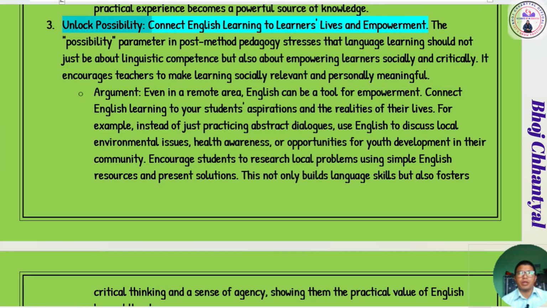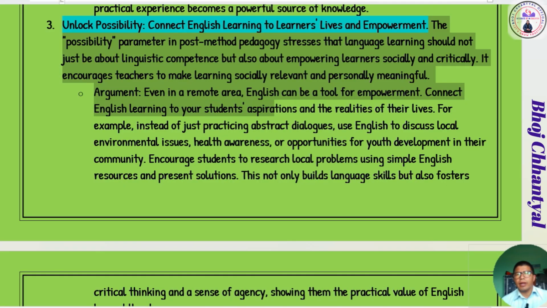3. Unlock possibility. Connect English learning to learners' lives and empowerment. The possibility parameter in post-method pedagogy stresses that language learning should not just be about linguistic competence but also about empowering learners socially and critically. It encourages teachers to make learning socially relevant and personally meaningful. Argument. Even in a remote area, English can be a tool for empowerment. Connect English learning to your students' aspirations and the realities of their lives.